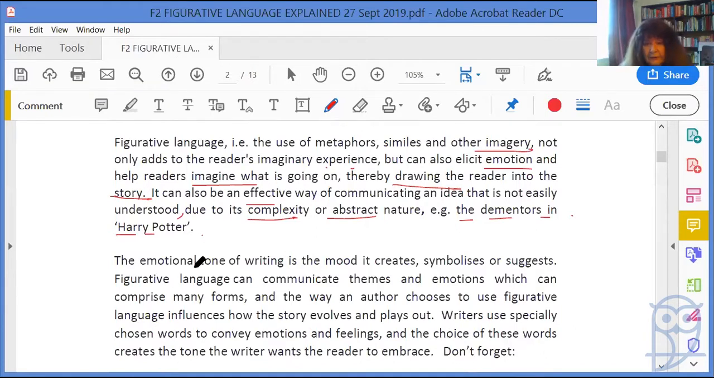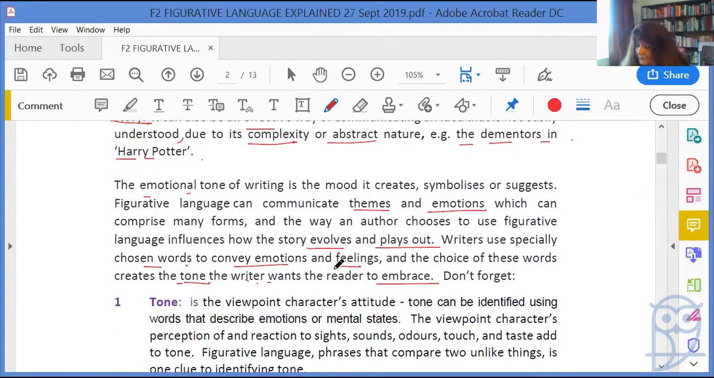Now, figurative language. The emotional tone of writing is the mood it creates, symbolizes, or suggests. Figurative language can communicate themes and emotions, which can take many forms, and the way an author chooses to use figurative language influences how the story evolves and plays out. Okay? Writers use specially chosen words to convey emotions and feelings, and the choice of these words creates the tone the writer wants the reader to embrace. So again, you as the writer are manipulating the reader. What you're imagining, are you happy, sad, what are your characters like? You are manipulating the person reading it. And this is how you're going to do it.